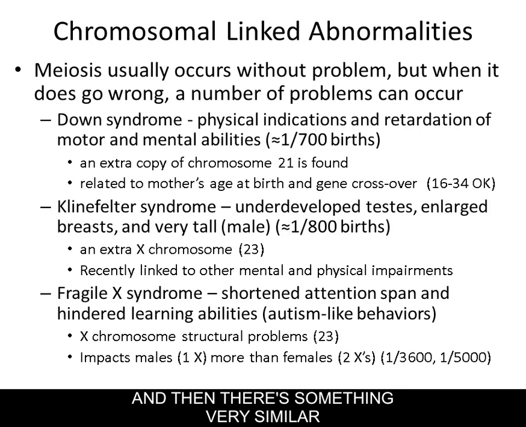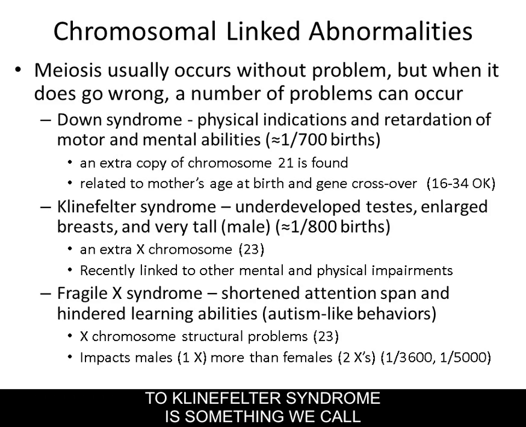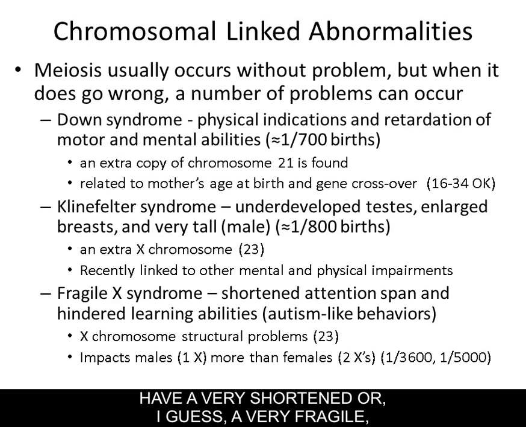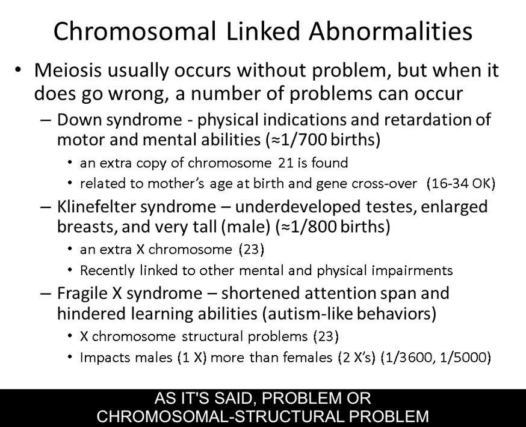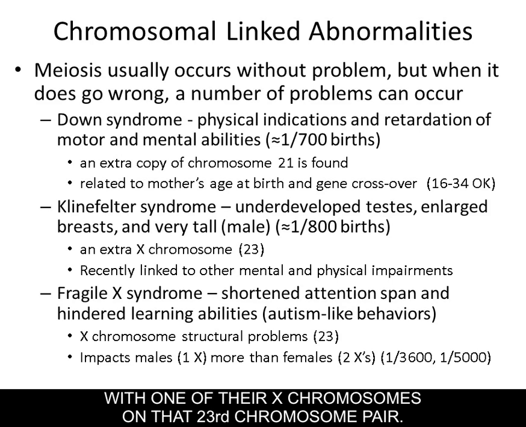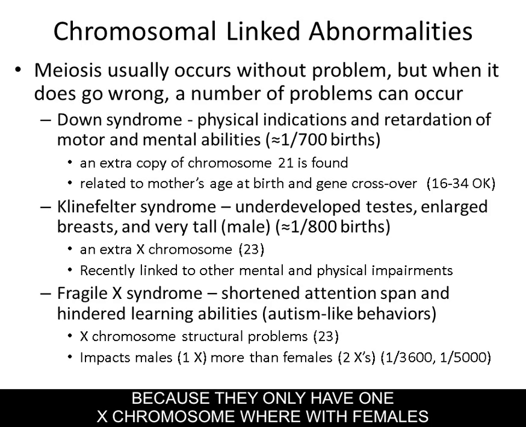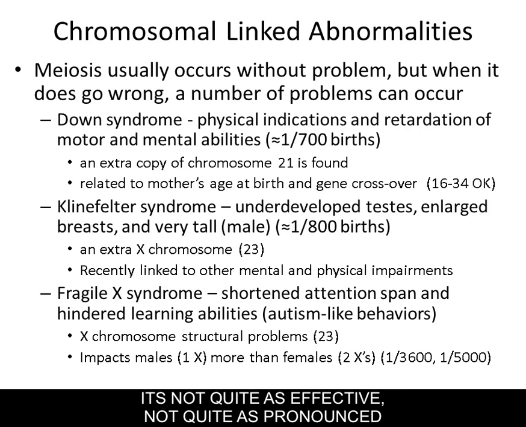Something that's very similar to Klinefelter syndrome is something we call Fragile X syndrome. And Fragile X syndrome actually occurs when both males and females have a very shortened, or I guess kind of fragile, as it's said, problem, or chromosomal structural problem with one of their X chromosomes on that 23rd chromosome pair. Now, for males, that Fragile X is extremely impactful because they only have one X chromosome, where with females, it's not quite as effective, not quite as pronounced.